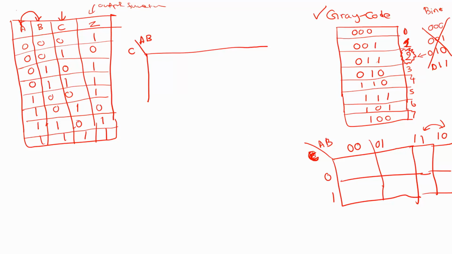So when I use AB, I have the value 0 0, 0 1, right? 1 1 and 1 0. Right? So those are the combinations. If you consider these 4 combinations, those are given here. So the combinations go in this order.